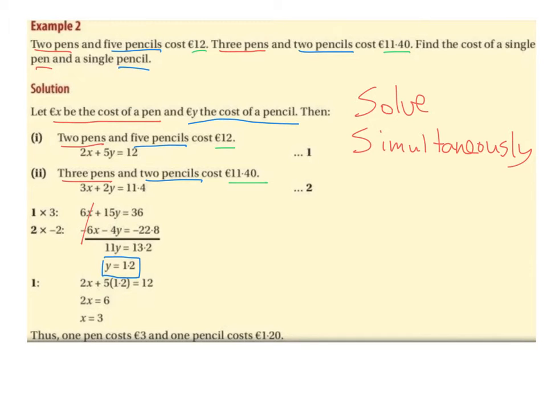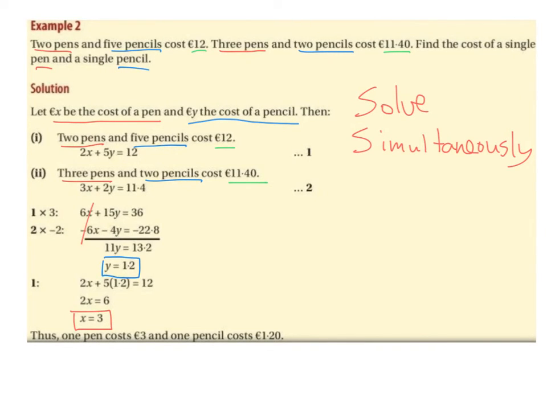And now to find X, we're going to substitute the Y into one of the original equations. I'm going to go with the top one here. So 2X plus 5Y equals 12. We're going to swap that Y for 1.2 with brackets around it. So we get 2X plus 5 multiplied by 1.2 equals 12. So 5 by 1.2 gives us 6, and 12 minus 6 gives us 6. So we get 2X equals 6. So 6 divided by 2 is 3. So X is equal to 3.